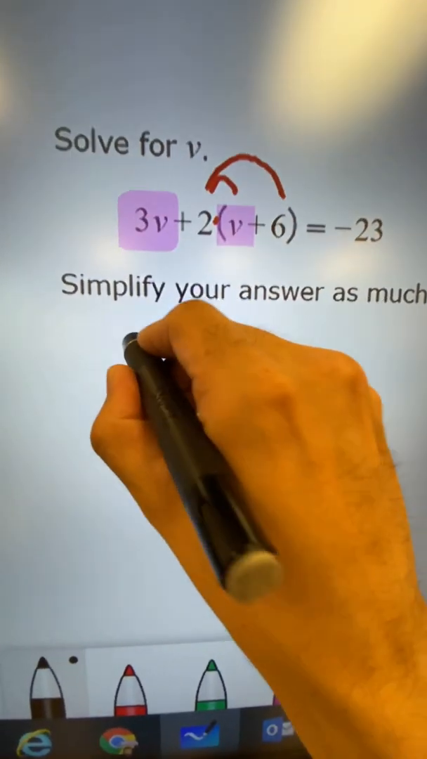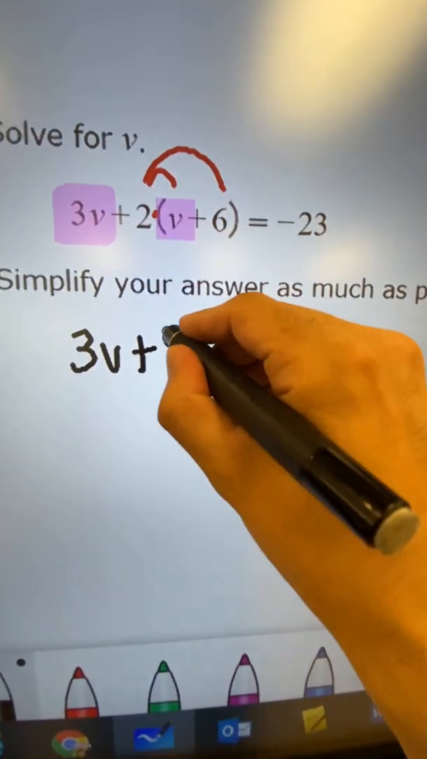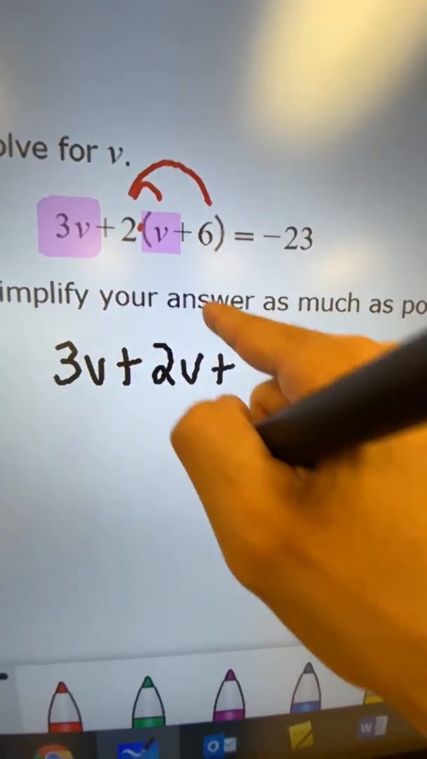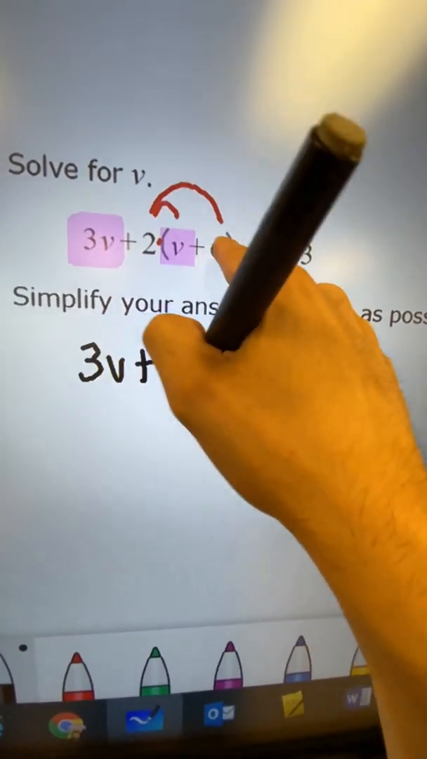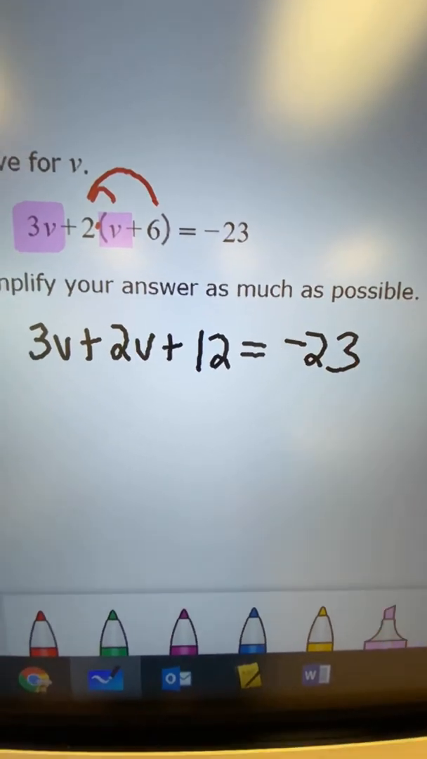So the next step, I'll rewrite it, 3v. Now plus, and then we do 2 times v is 2v, and then 2 times 6. Again, we're doing plus. 2 times 6 is 12. So after you distribute, each of these are doubled. So 2v and 12. Then I bring down my equal sign, and then we get negative 23.